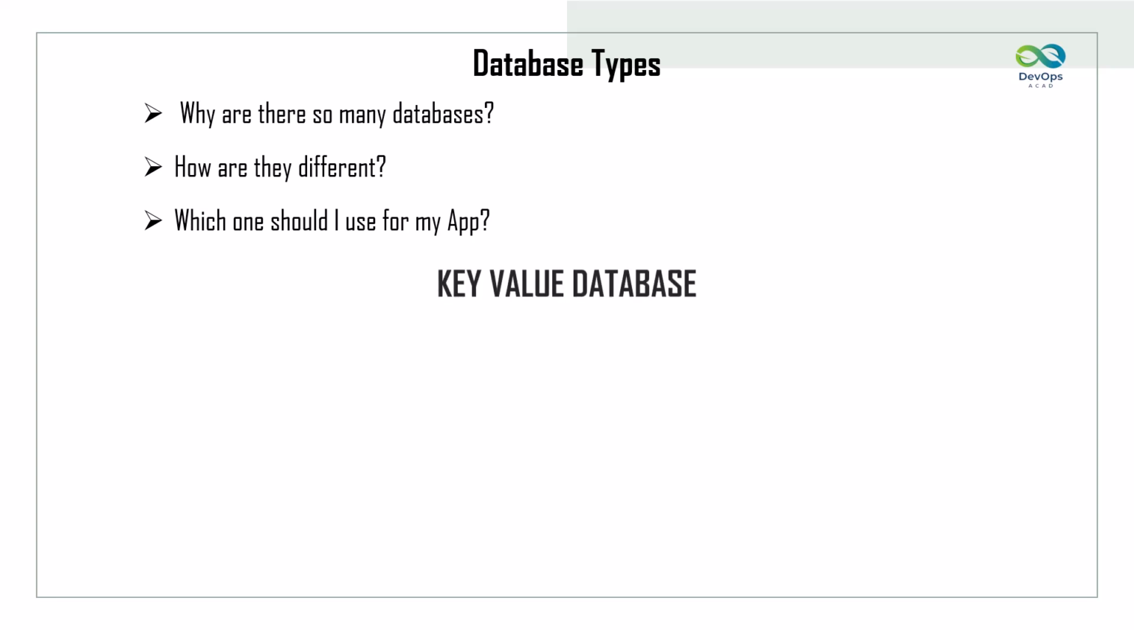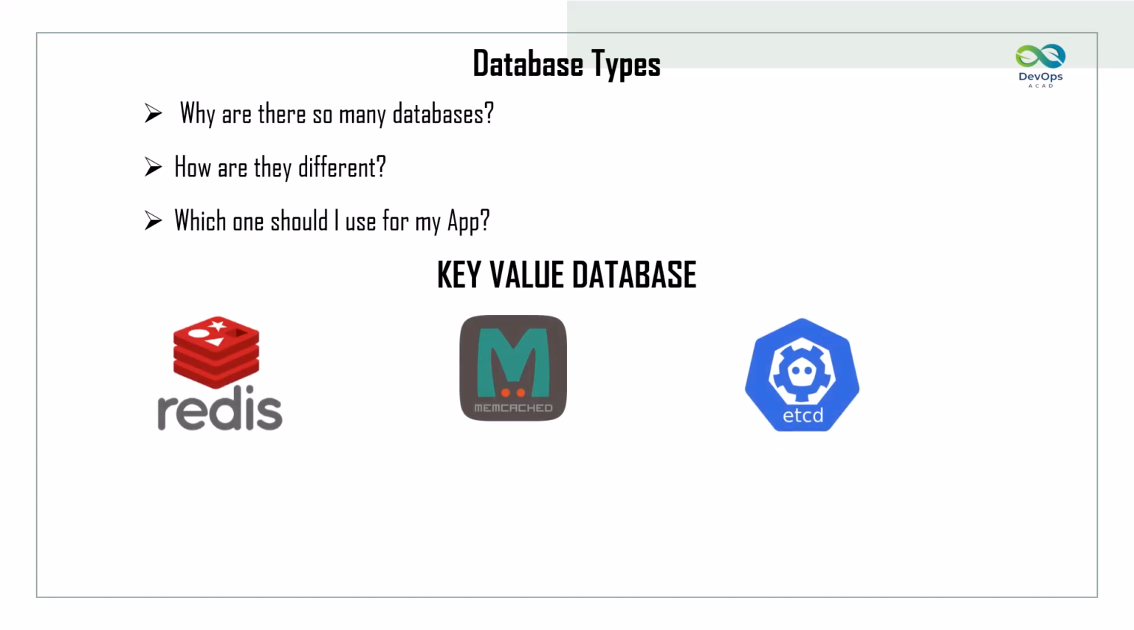So the first type of database we're going to be looking at is what you call a key value database. An example of a key value database is Redis, Memcache, and etcd. etcd is the Kubernetes storage that you use for your Kubernetes. So these are key value databases.